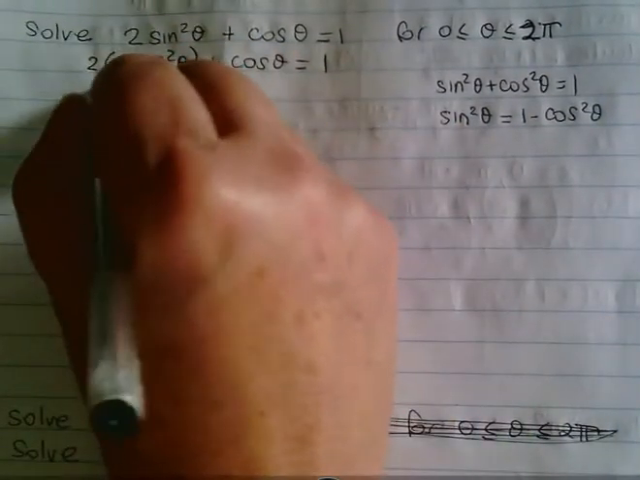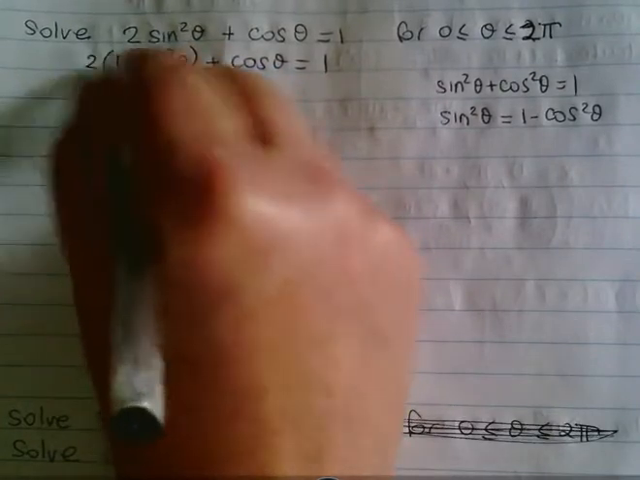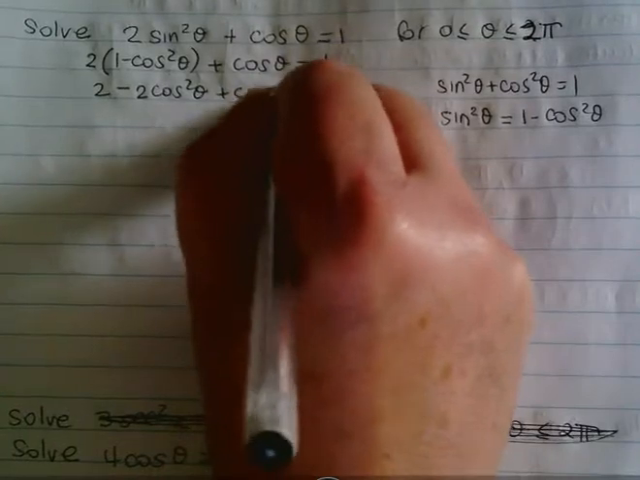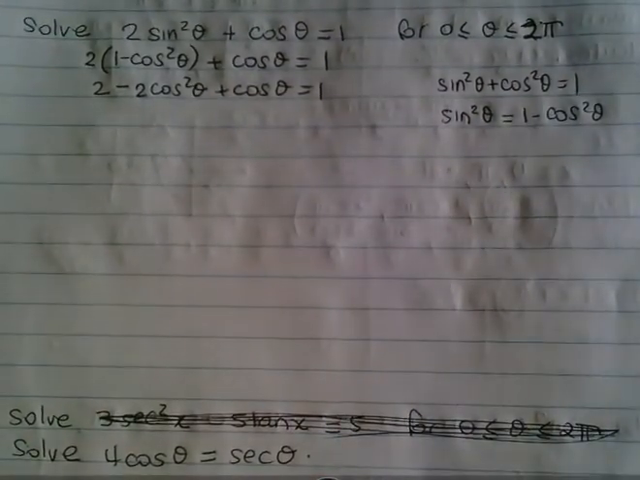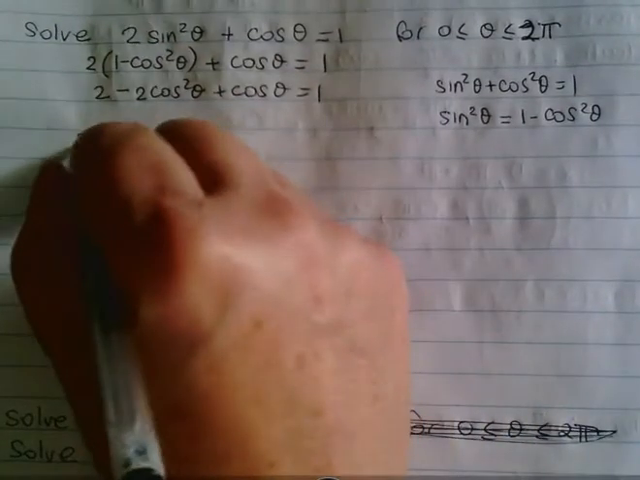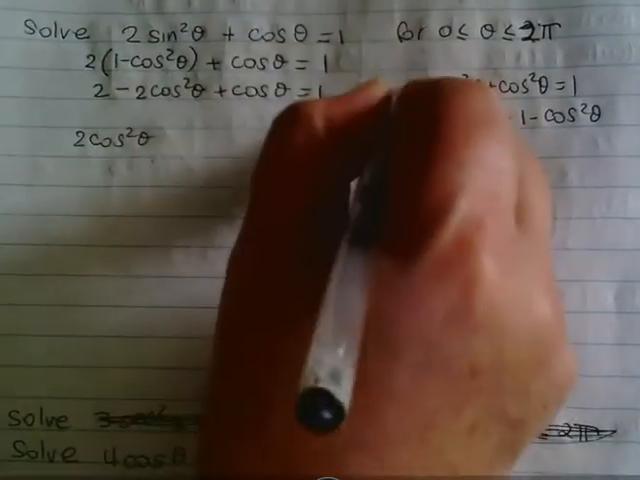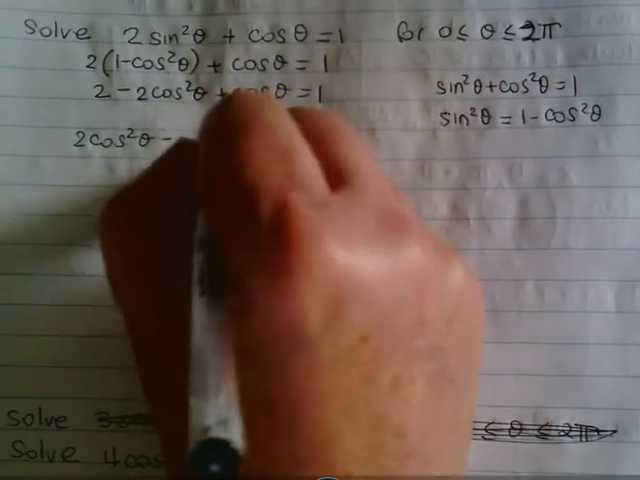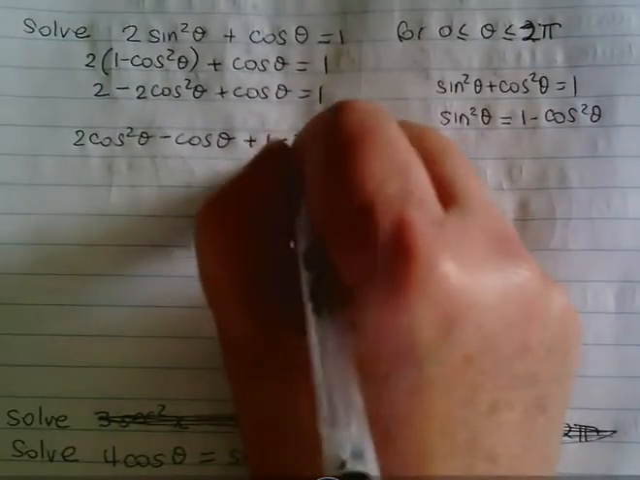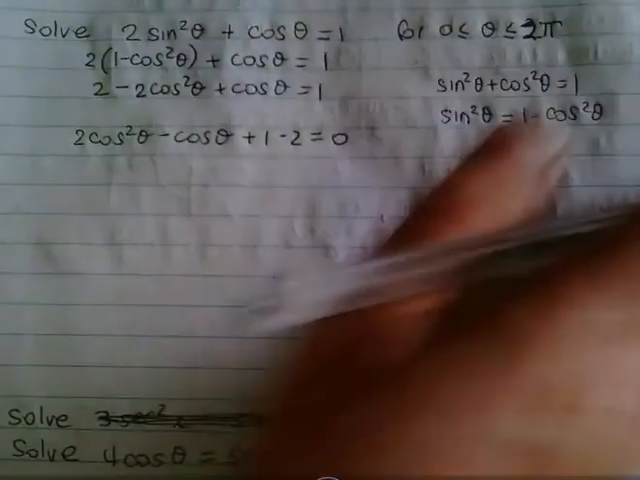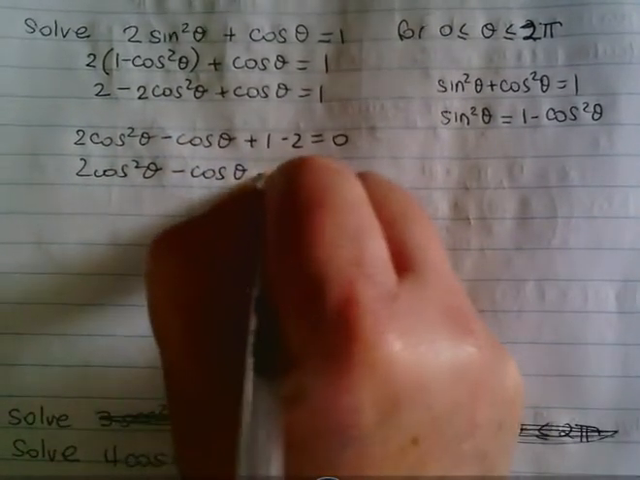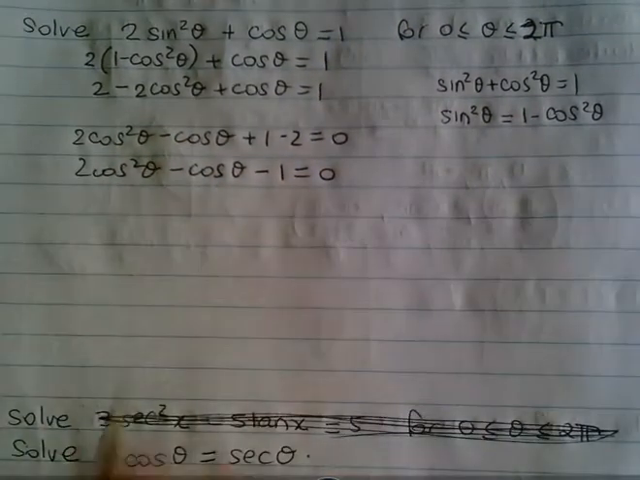Now I'm going to expand. So I've got 2 times 1 is 2, minus 2 cos squared theta, plus cos theta equals 1. Now what I'd like is for the cos squared theta to be positive, so I'm going to take everything over to the right, and I'm going to get 2 cos squared theta, minus cos theta, and the 1 is already there, plus 1, and this 2 is coming over. So everything's over to the right. So I've got 2 cos squared theta minus cos theta minus 1 equals 0.